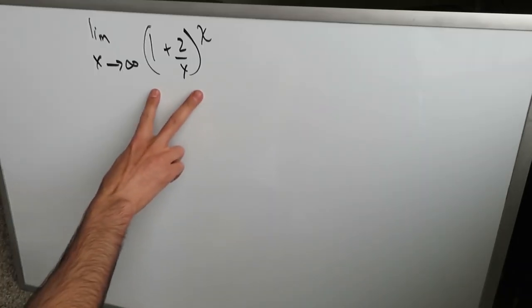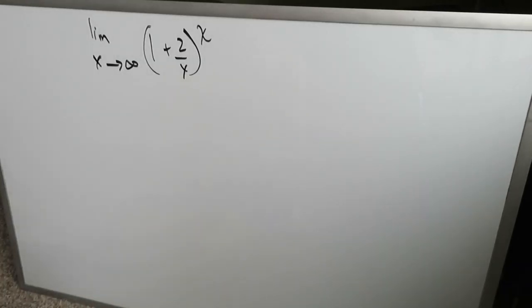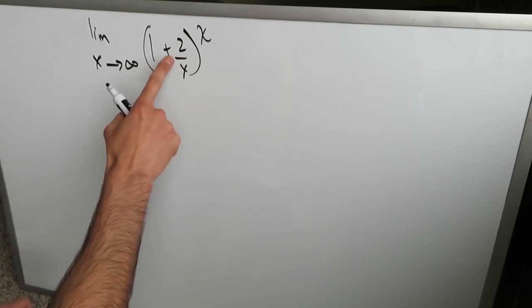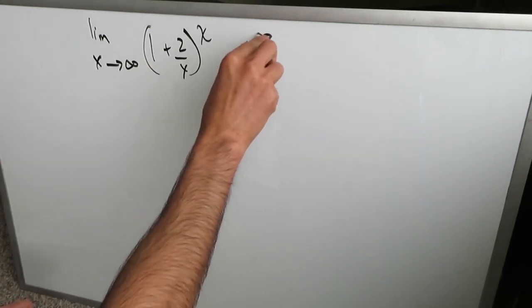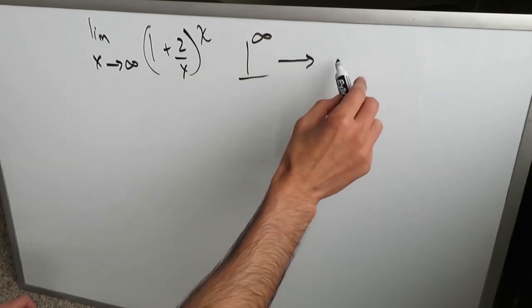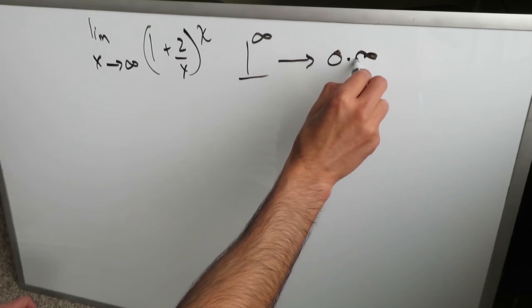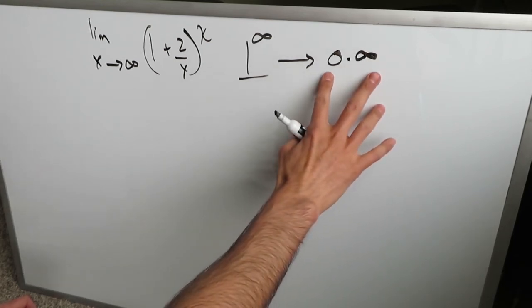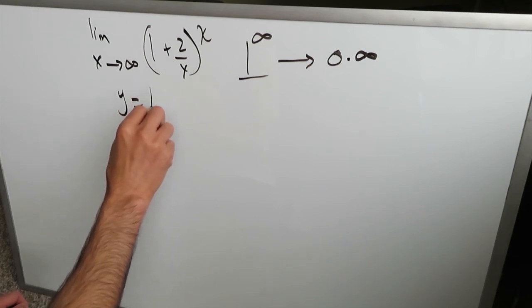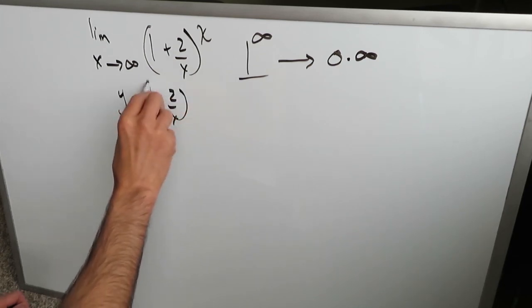This will be the last question I'll present for the indeterminate power types. If you put infinity in place of these x's, you'll get 1 plus 0, which is just 1 to the power of infinity. So this is the type we're working with, and this is the type you want to convert into something which looks like this, an indeterminate result of products in the product format. Let's start with y is equal to (1 plus 2 over x) to the power of x.